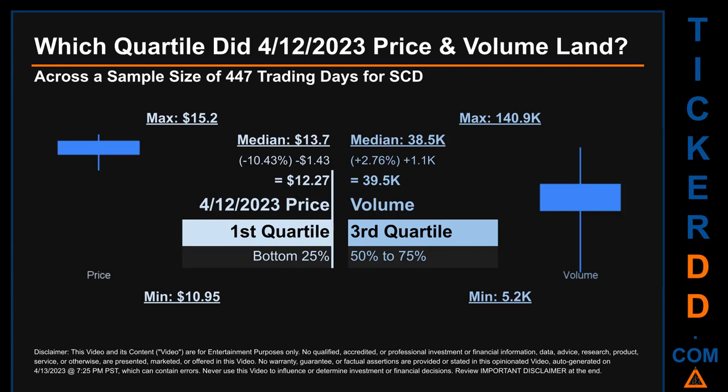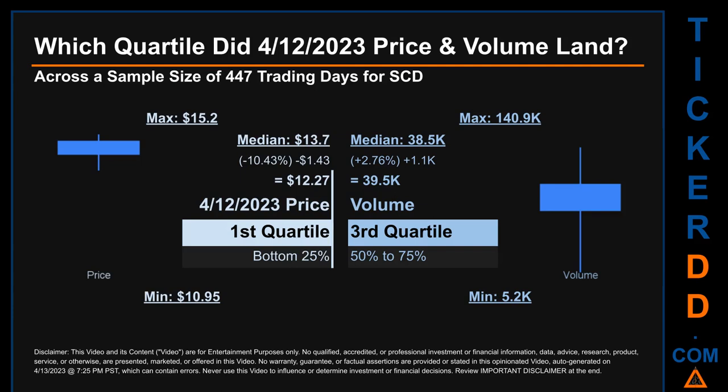Which quartile did the 12th of April 2023 price and volume land? Across a sample size of 447 trading days, the maximum end-of-day price for SCD was $15.20 while the minimum was $10.95. Within that price range, the 12th of April 2023 price, of $12.27, landed within the first quartile, meaning it was within the bottom 25% of all sampled end-of-day prices. The day's volume landed within the third quartile, that is within the 50% to 75% range of all sampled daily volume, which saw a max daily volume of 140.9 thousand and a minimum of 5.2 thousand.